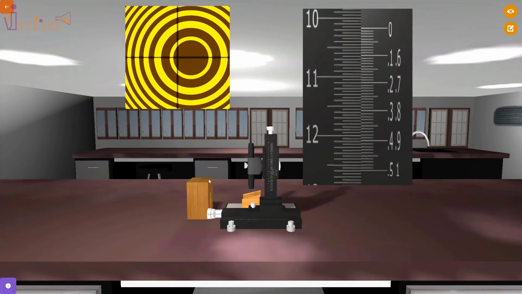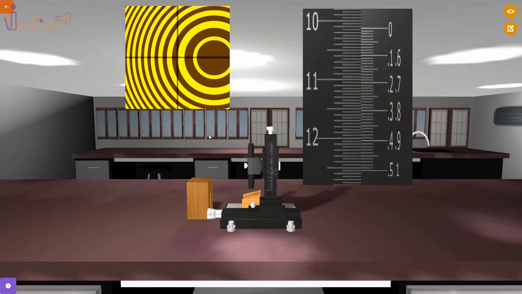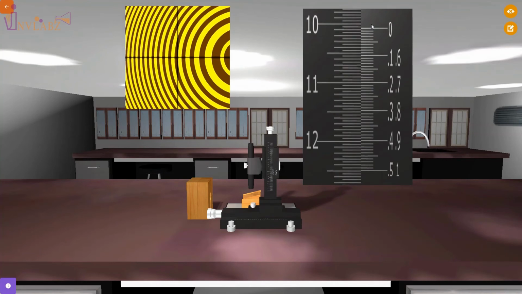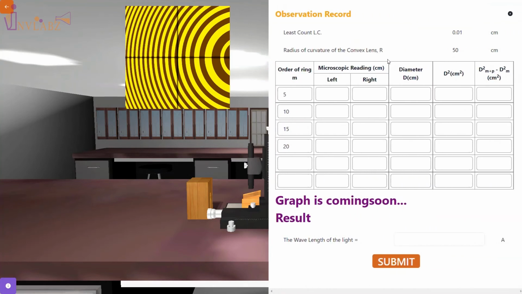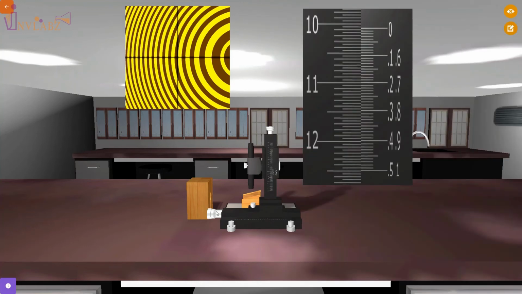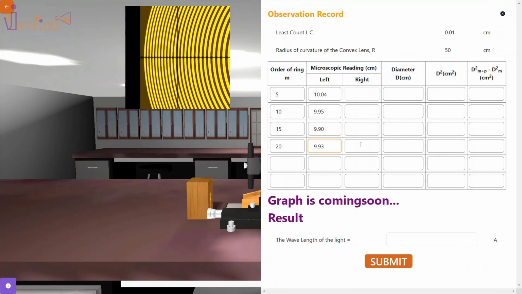By adjusting the horizontal acute knob of the traveling microscope, align the vertical cross wire on the microscope to the outer edge of a ring, say, the fifth order dark ring, on one side of the center, say left. Note down the microscope reading in the observations table. Repeat it for at least 6 different rings on the same side.